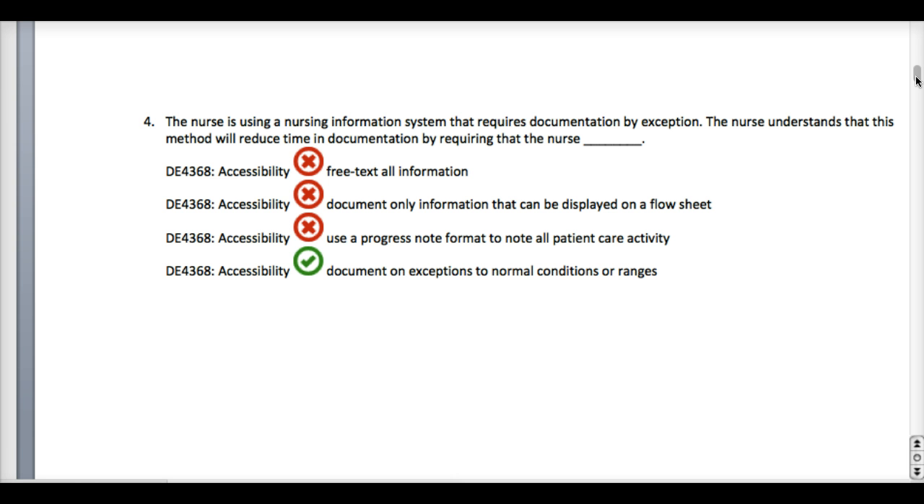Document on exceptions to normal conditions or ranges. Well, there's the same word in the answer that's in the actual question. All right, and document on exceptions to normal. What that means to me is that if somebody has a normal heart rate, I don't have to document except to say that that's within a normal range. If they have an abnormal, which is an exception, they have a murmur, I would need to document that and the location of that murmur.